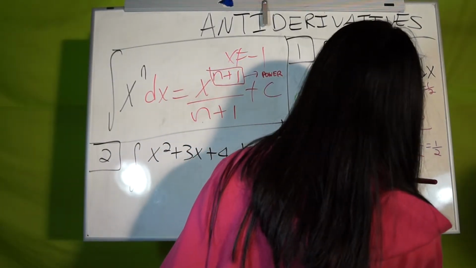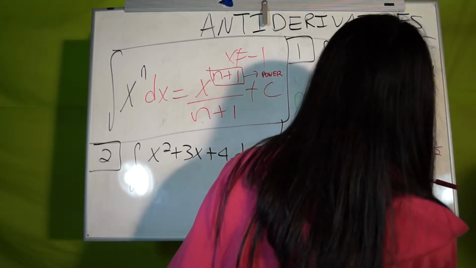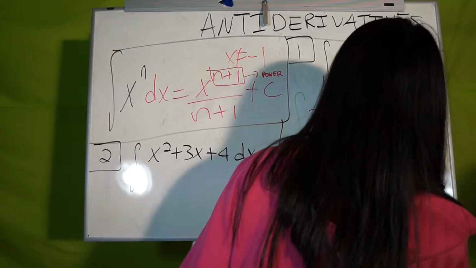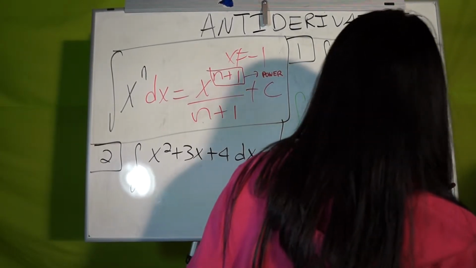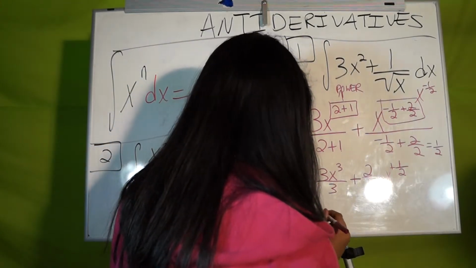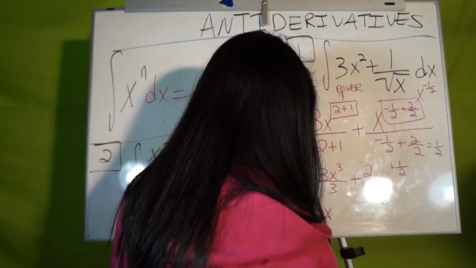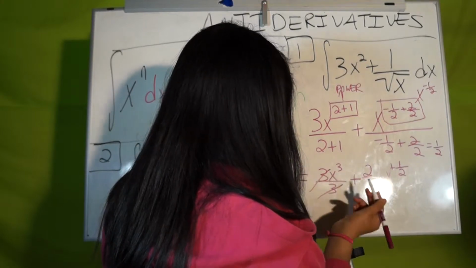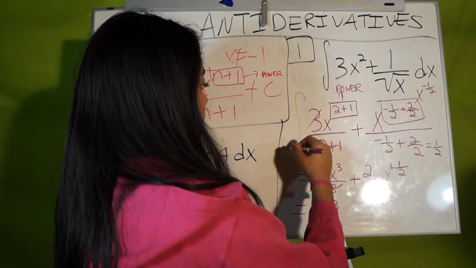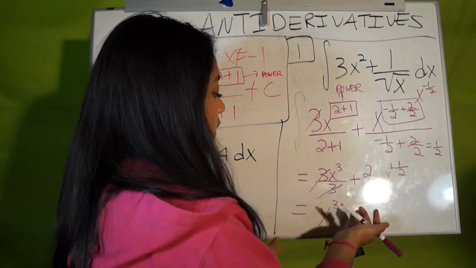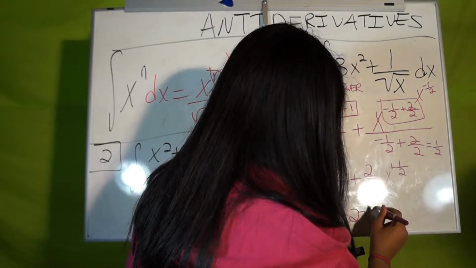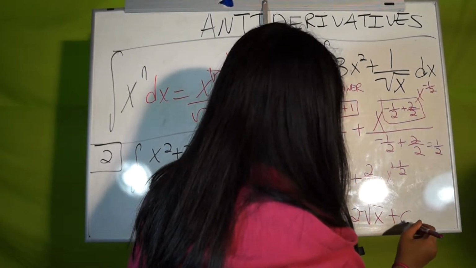Yep, 2 over 1, times x to the positive 1/2 power. And so in the end, the integral you will have is 3x, actually, these are going to cancel, and you're going to have x cubed, plus 2 square root of x plus c.